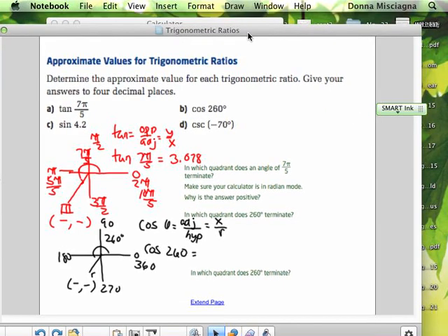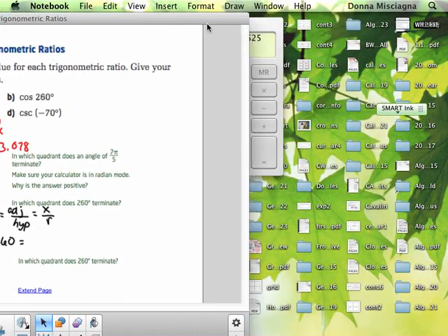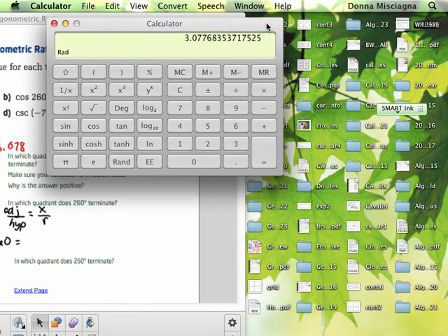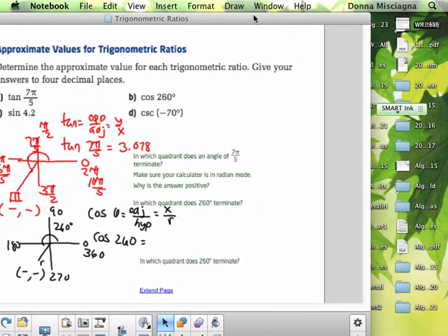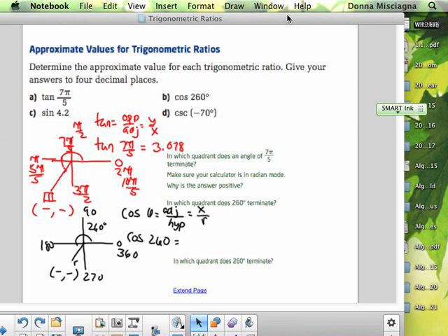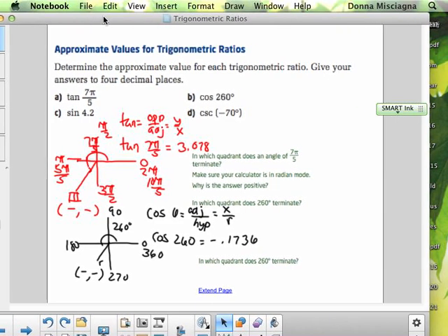All right, now I got to switch back to degrees. Well, now at least I reminded myself where it was located. So clear. Now we're in degrees. All right, so 260, and then cosine. All right, we got a negative answer. Good. So we have negative 0.1736. All right, so that seems to be a good answer.